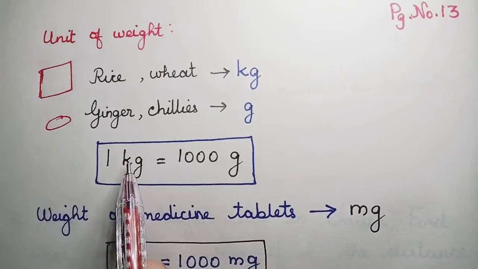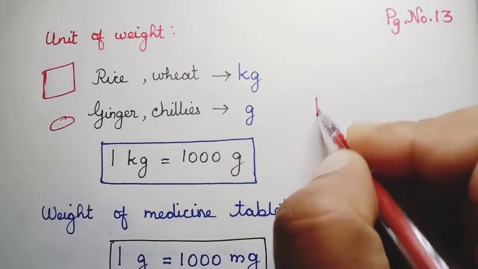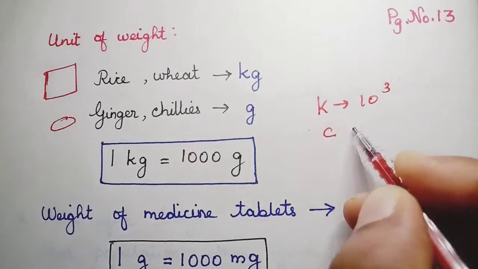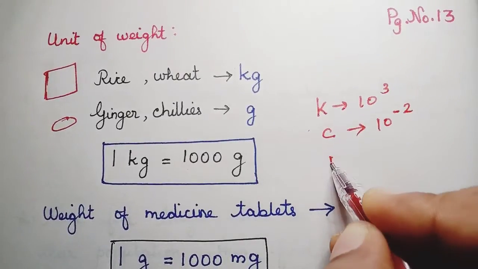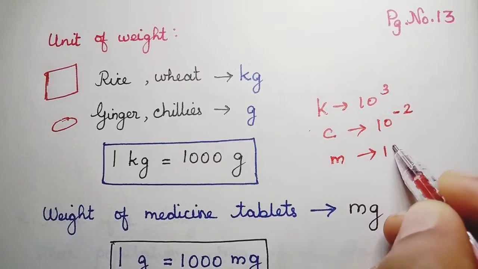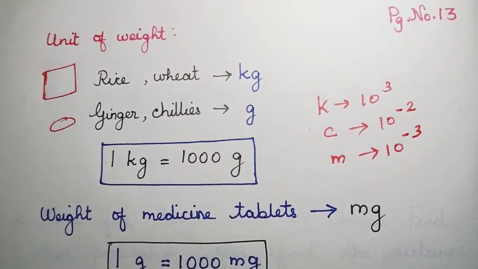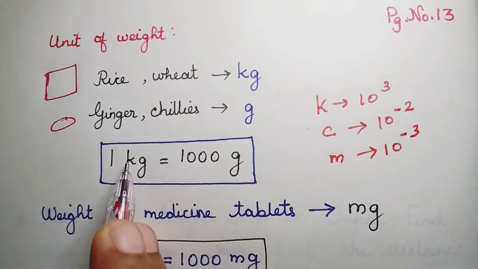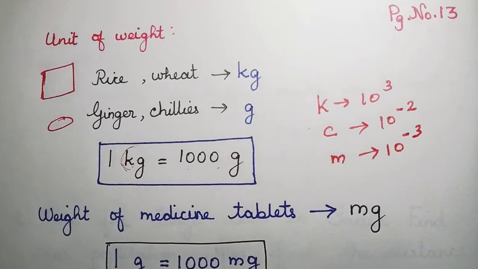I already told, kilo means you have to put 10 to the power 3. Centi means you have to put 10 to the power minus 2. Milli means you have to put 10 to the power minus 3. Okay. So 1 kilogram means it is 1000 grams. In the place of K, you have to put 10 to the power 3.